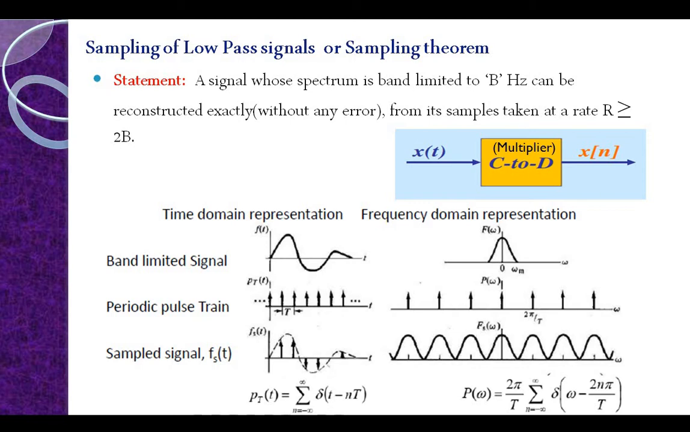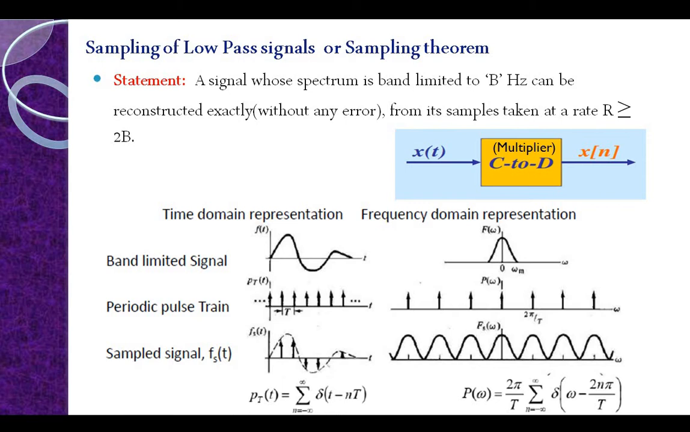I'll repeat it once again. The sampling theorem states that if any band limited low pass signal, your message signal m of t, should be band limited up to b hertz, it can be reconstructed back to the original signal completely without any distortions if the sampling rate is greater than or equal to 2b. So this is the condition where you will be getting the exact original message signal without any distortions.